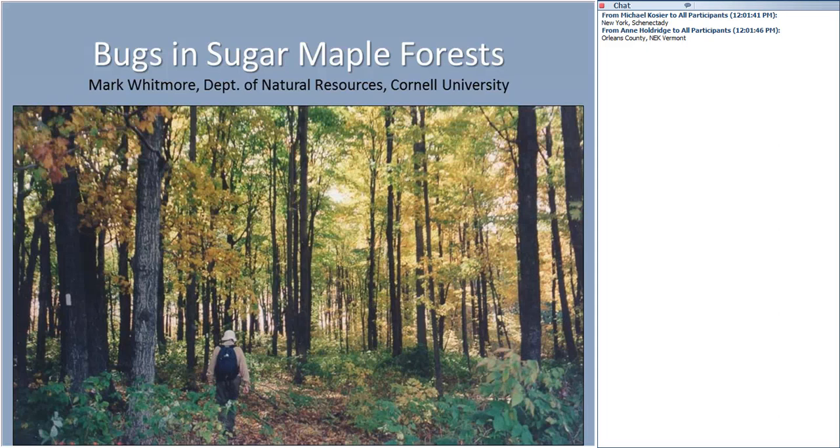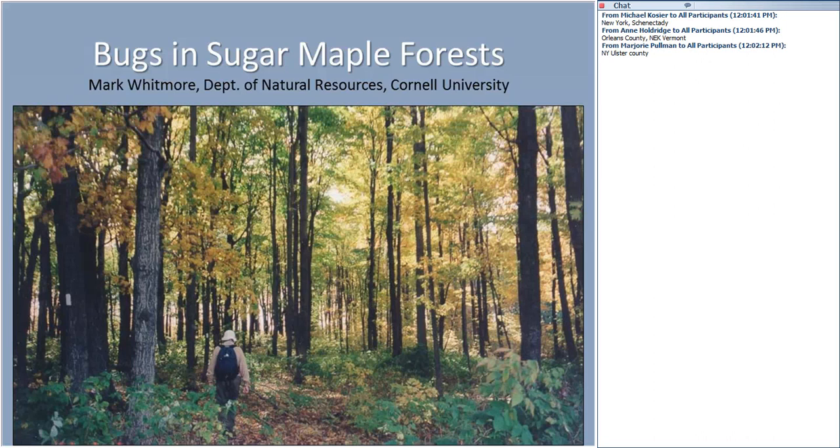I am delighted to have as our guest speaker today Mark Whitmore. Mark is a friend and colleague here in the Department of Natural Resources at Cornell. He's my go-to bug guy. I'm out in the woods, I take pictures, and I send him pictures, and I say, Mark, what is it? And he always gives me an answer back. And as far as I know, he is always right.